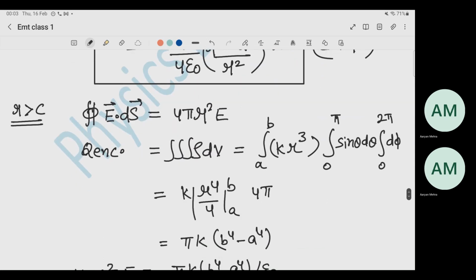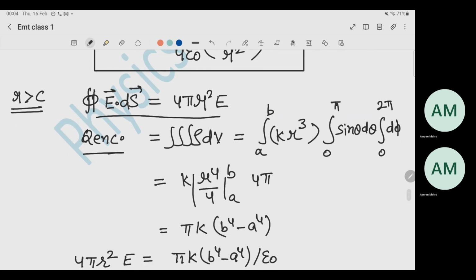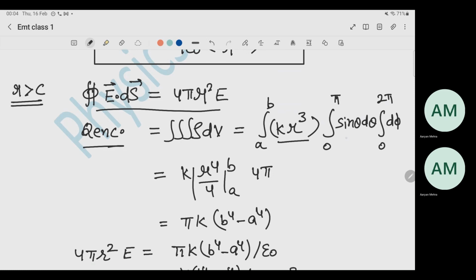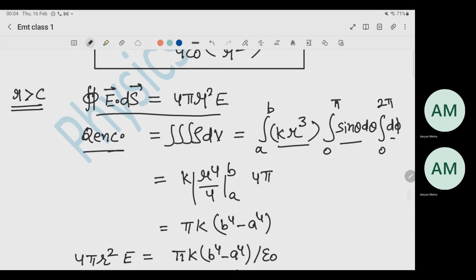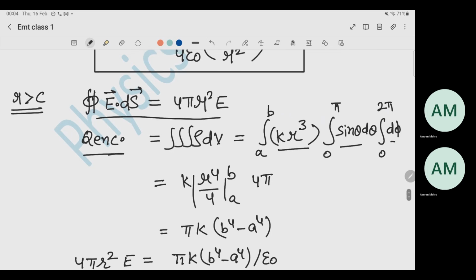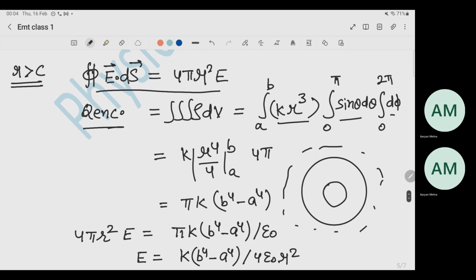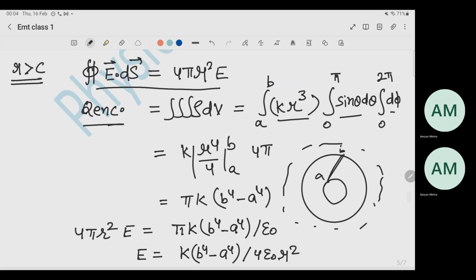∮E·dS equals, again, 4πr²E. This is simple, we already know. But what is the charge enclosed? Similar thing here, r·k·r³ sinθ, the same integral we are getting, but now only the limits will change. You see, the charge density is only present from A to B. It does not matter even if your Gaussian surface is outside this B. So let's say this is A, this is B, and your Gaussian surface is outside B. Doesn't matter, your limits will only go from A to B. Why? Because the charge density is only present from A to B.